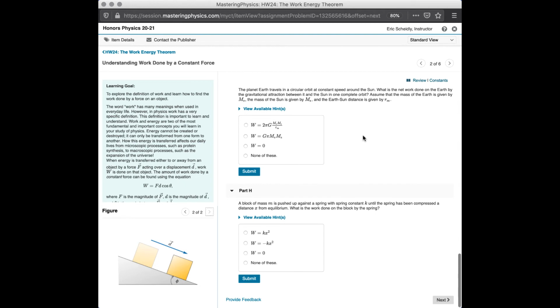A block of mass m is pushed up against a spring with a spring constant k until the spring has been compressed a distance x from its equilibrium. What is the work done on the block by the spring? Well, I learned that the work done by the spring is the negative of the change of the spring's potential energy. Spring potential energy is 1/2 kx squared, and that answer does not appear here. And so my answer is none of these.